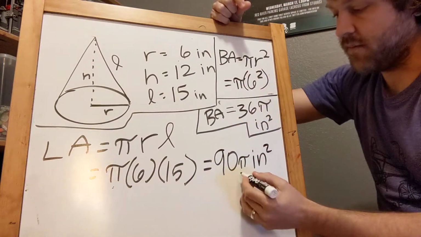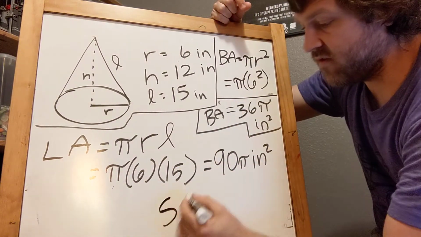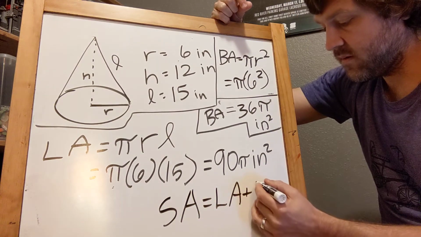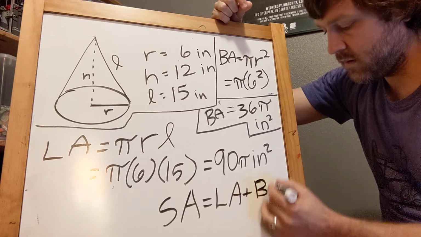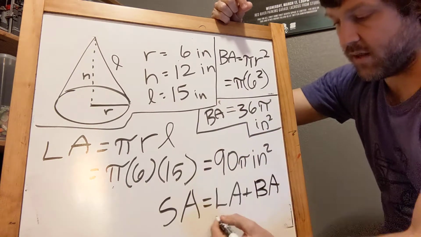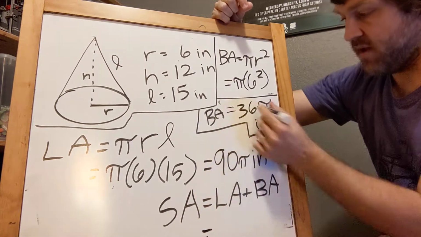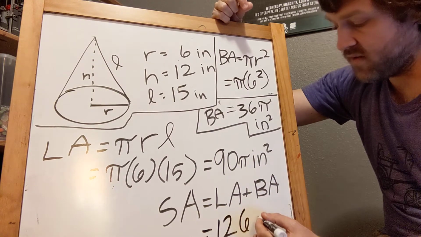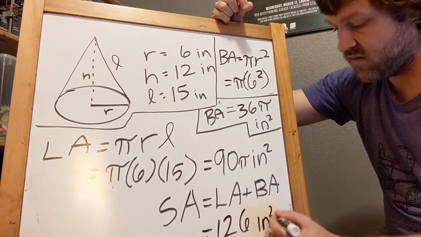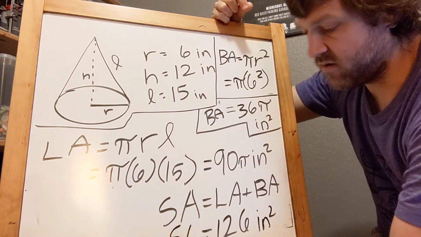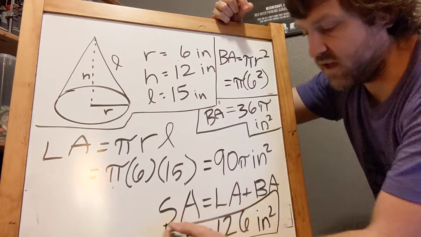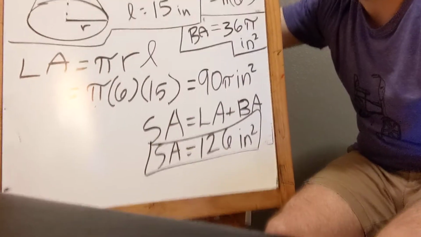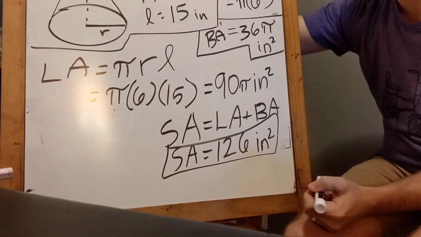That's my lateral area. Now I know that surface area is just going to be lateral plus base area. We already have those values. We have lateral area is 90 and base area is 36. I'm just going to add those together right here and just go ahead and write our answer. It's 126 pi inches squared. That's my surface area. So that's the final answer for surface area. And I went off the page a little bit. Sorry about that. Let me go down here. All right. So that's my surface area.